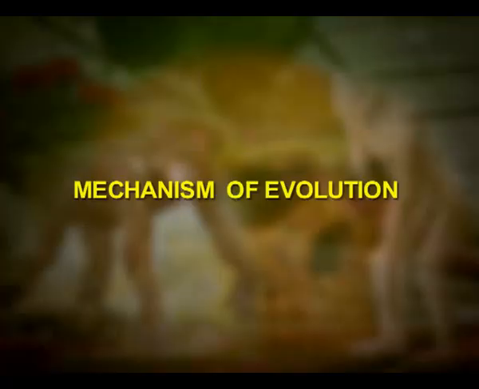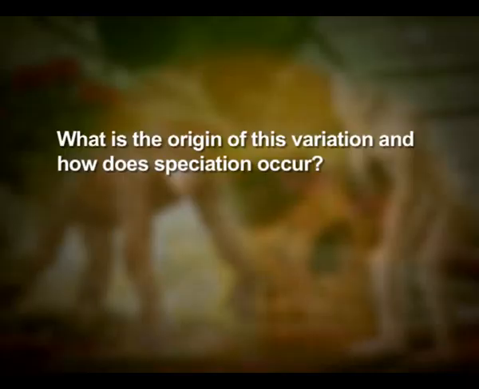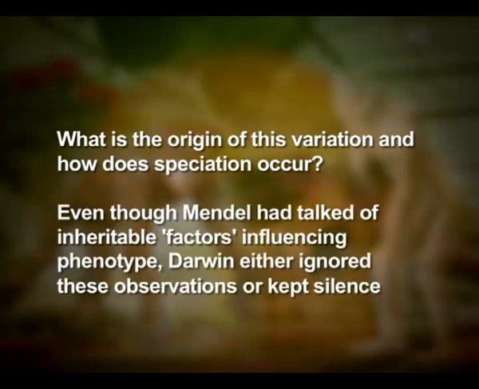Now comes the mechanisms of evolution. What are the various mechanisms underlying the process of evolution? What is the origin of variations and how does speciation occur? Even though Mendel had talked of inheritable factors influencing phenotype, Darwin either ignored these observations or kept silence.